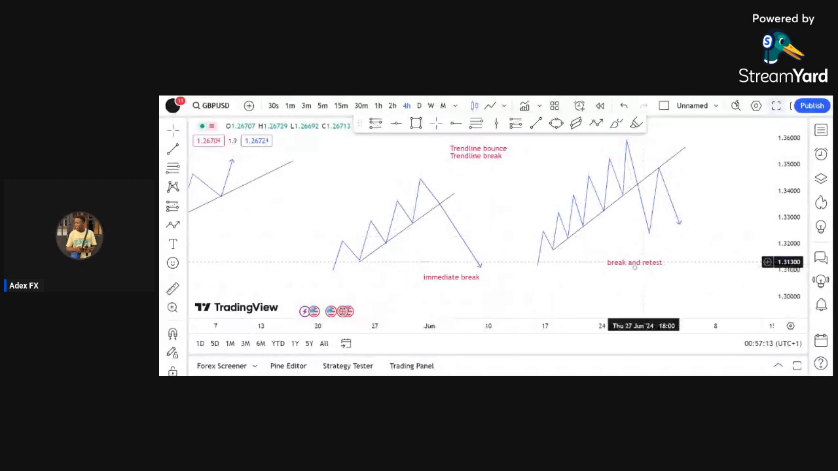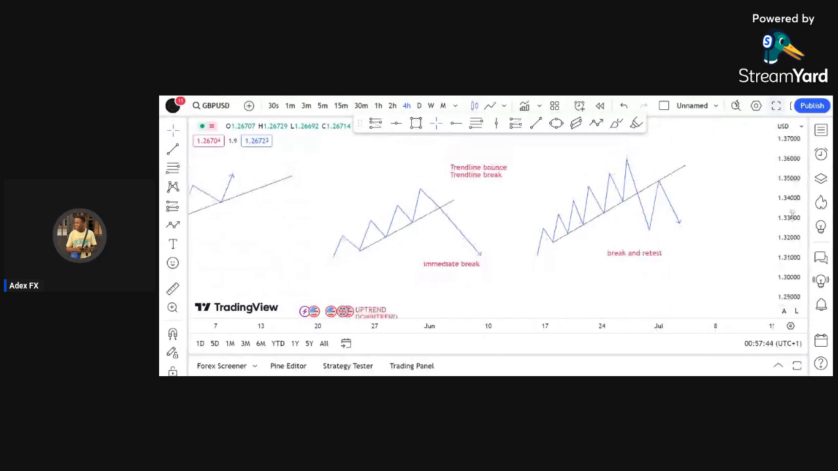We have the trend line bounce, we have the immediate break under the trend line break, and we also have the break and retest. When we talk about the break and retest, this is how it looks like. That is, the market broke out of that trend line and came back to retest on that trend line again. You can see this is the break to the downside, and this is the retest on the trend line again. This is what we call break and retest.